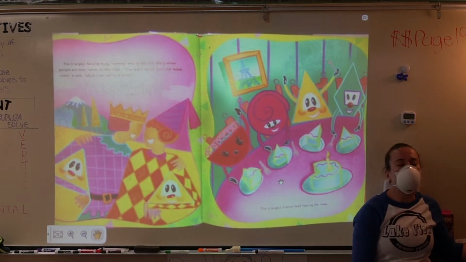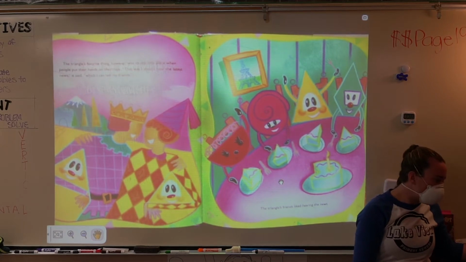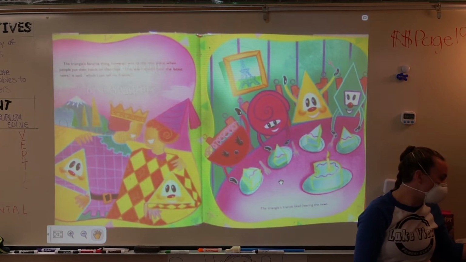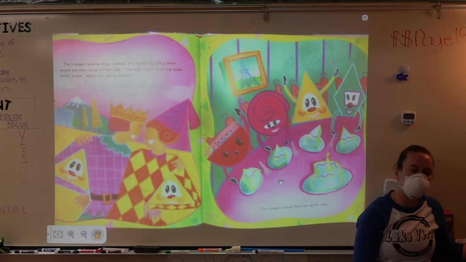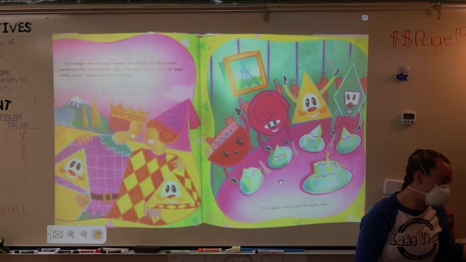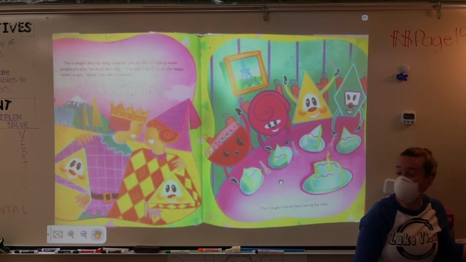The triangle's favorite thing, however, was to slip into a place when people put their hands on their hips. That way I always hear the latest news, it said, which I can tell my friends. The triangle's friends liked hearing the news.